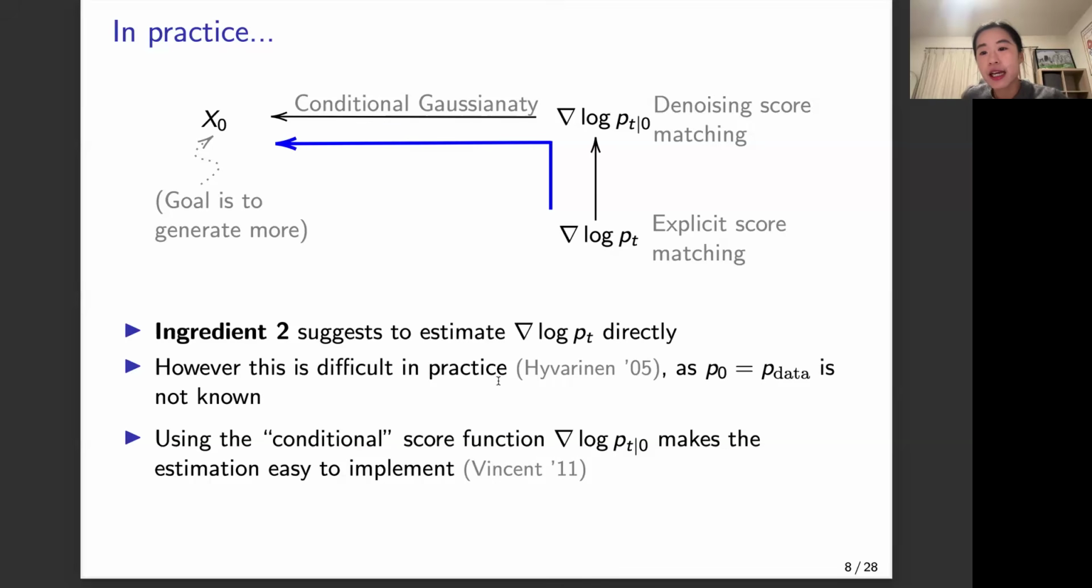So instead of using the explicit score function, there's a lot of success using the denoising score function to decompose the gradient log p, giving an objective function that is accessible to us. Using this conditional score function makes the estimation easy to implement, and it has very good performance in practice. But this route of looking at the conditional version of the Stein's score function, although it works very well in practice, doesn't help us build an optimization foundation.